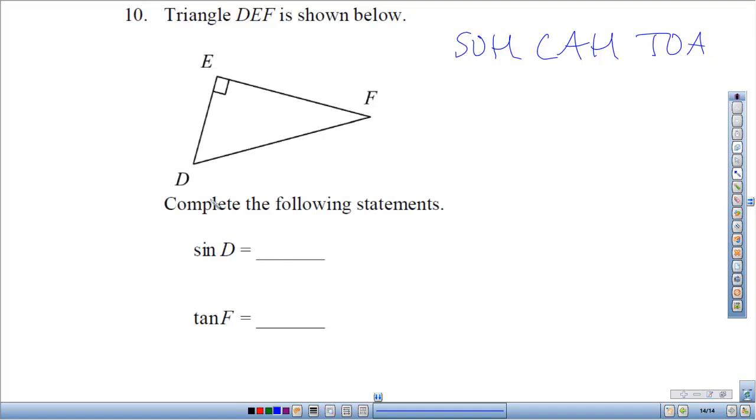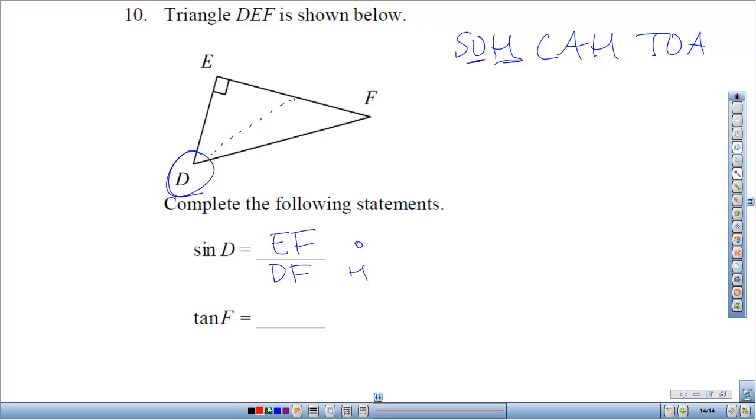So for the sine of angle D, here's angle D, I should use opposite and hypotenuse. So who is the opposite side? Right, we're going to do opposite and hypotenuse. The opposite side is segment EF. And who's the hypotenuse? That would be DF right there. So there's my sine ratio.